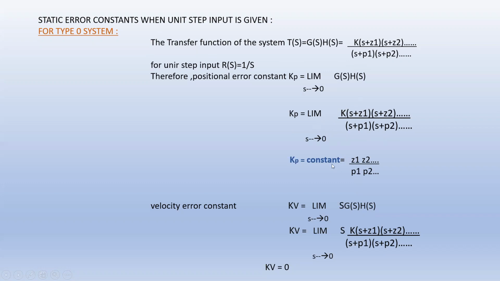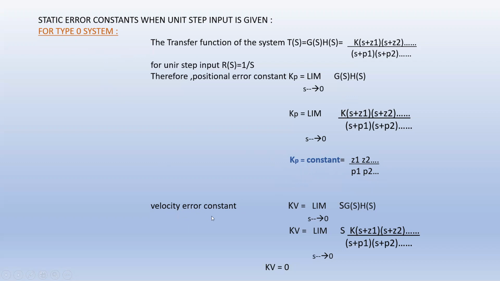in this equation, we have the positional error constant, which is equal to K multiplied with z1 into z2 into z3 and so on, up to all the zeros which are present in the system, divided by the product of all the poles in the system. So here we have a constant K also. So we can draw the conclusion that the positional error constant for a type 0 system is constant.